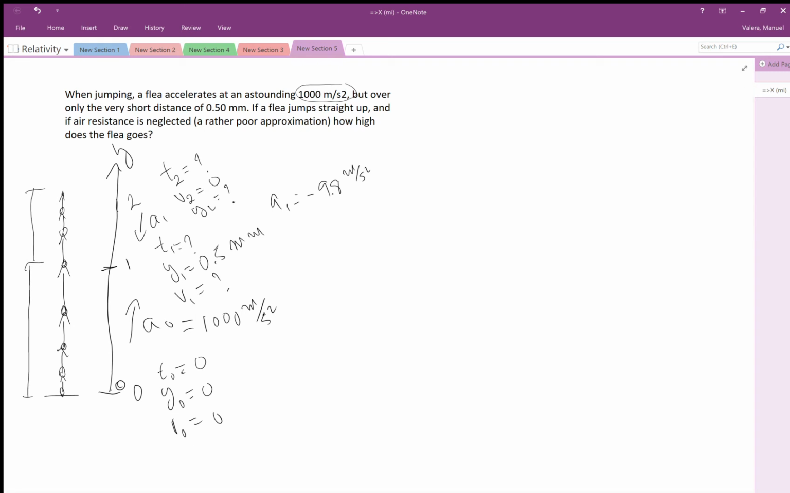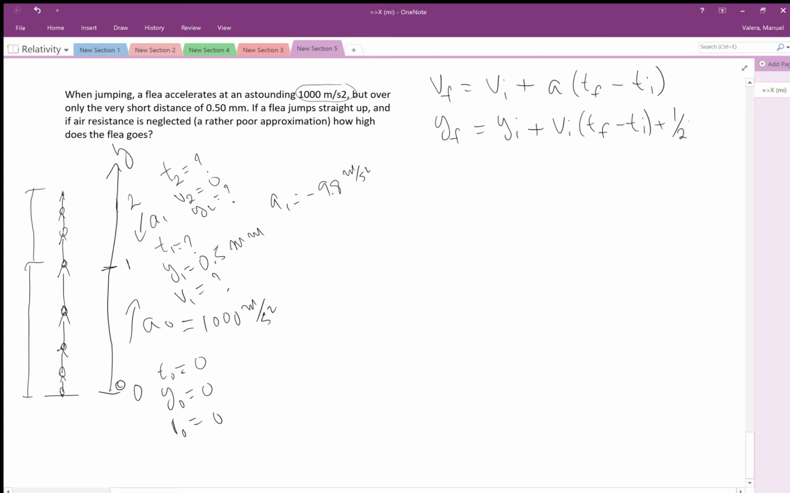One equation that can help, so remember, let's write our 3 equations here. We have v final is equal to v initial plus acceleration times t final minus t initial. That's one equation. Then we have y final equals y initial plus v initial times t final minus t initial.